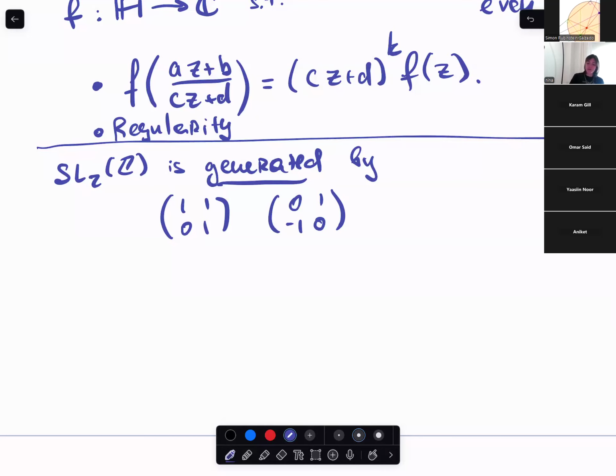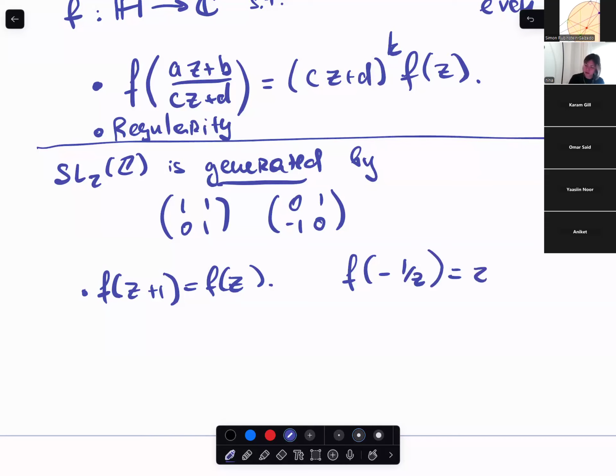Yeah, so because this group is generated by these two elements, this first rule basically reduces to just two. The first one is that f of z plus 1 will always have to be equal to f of z. And the second one is that f of minus 1 over z has to be equal to z to the k times f of z. So as long as just these two things are satisfied, everything will be true here. So this implies this.